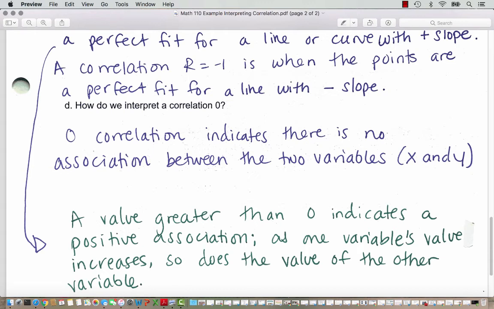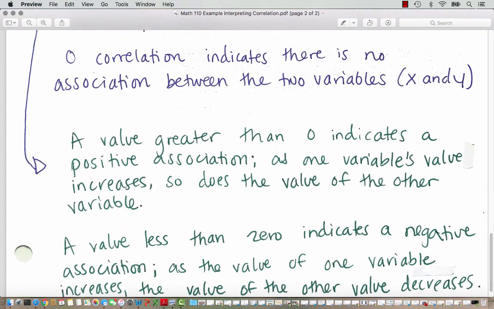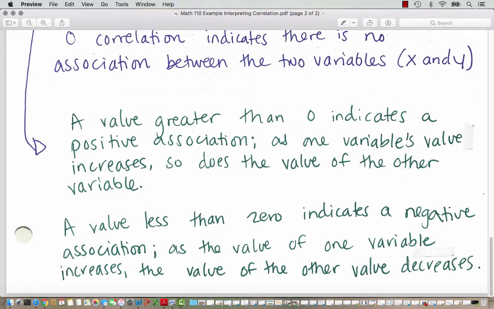And then I put a note here from part C. I said, a value greater than 0 indicates a positive association. As one variable's value increases, so does the value of the other variable. So think about it as x or y goes up, then the other variable y or x also increases. And then a value less than 0 indicates a negative association. As the value of one variable increases, the value of the other variable decreases. So with a negative association, as x increases, y decreases, or vice versa.